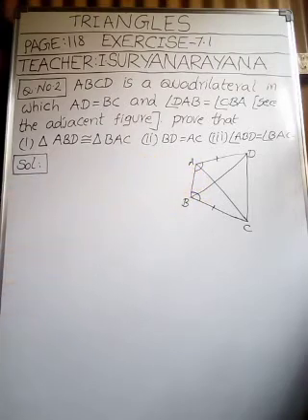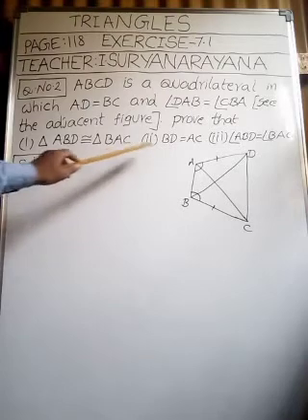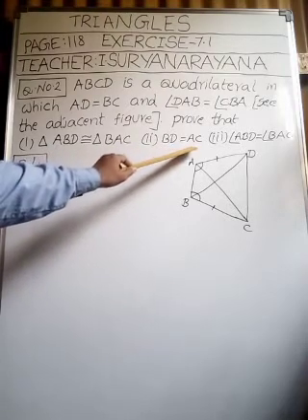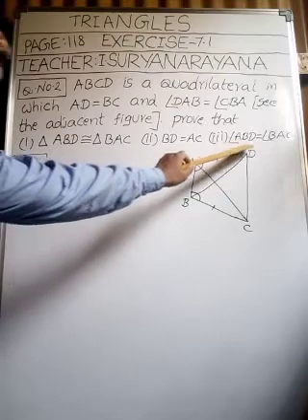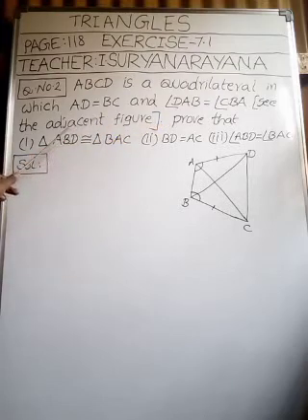Okay, my dear children. Understood this point? Right. Now prove the first part: triangle ABD is congruent to triangle BAC. Second part, BD is equal to AC. And the third part, angle ABD is equal to angle BAC. Here three parts are there. In this question, we have to show these three parts. So we prove these three parts one by one. Okay, my dear children?